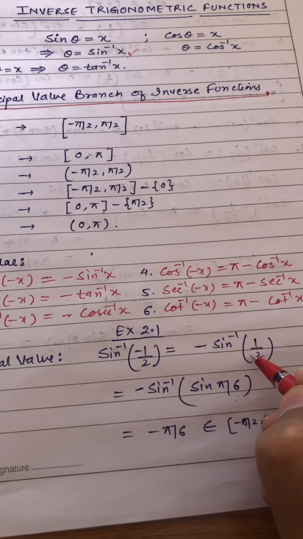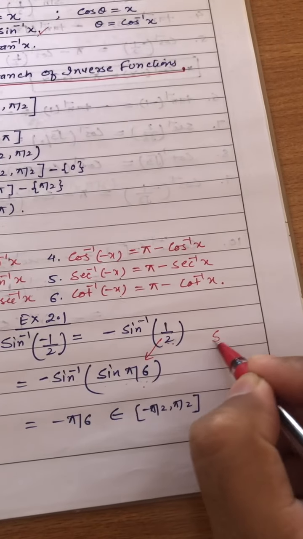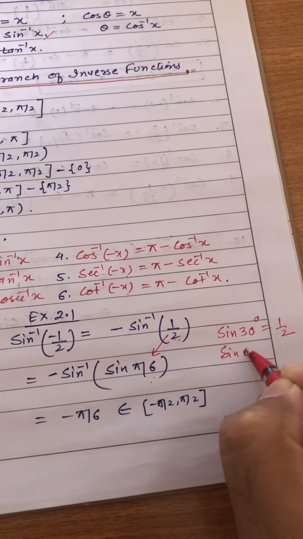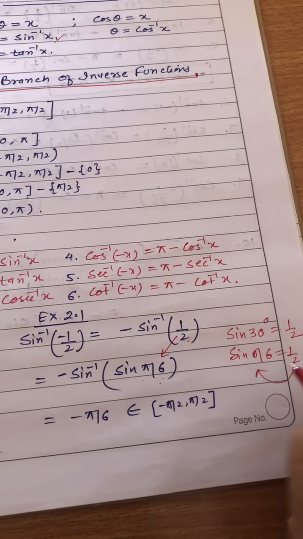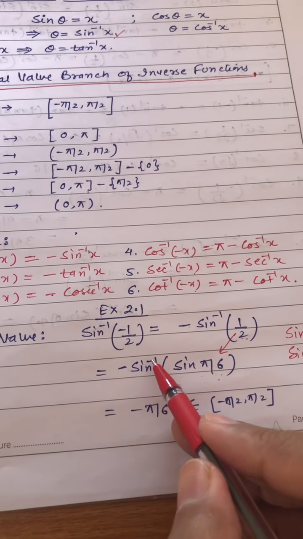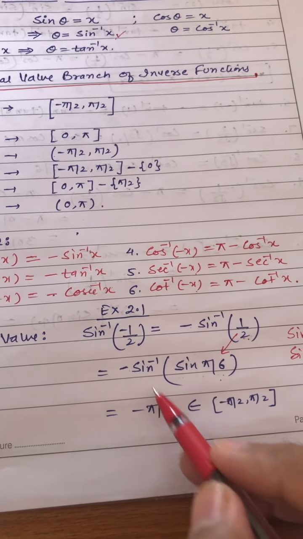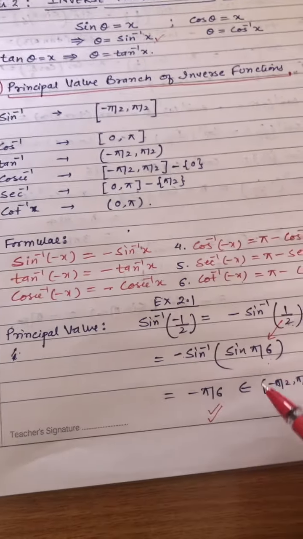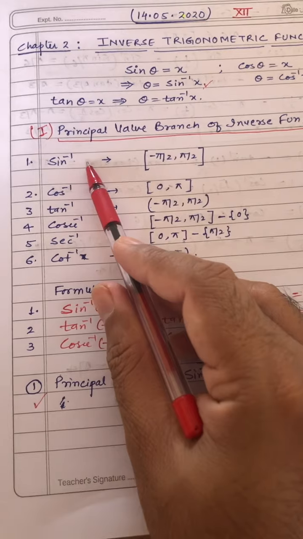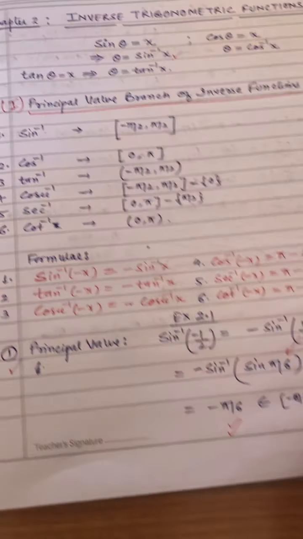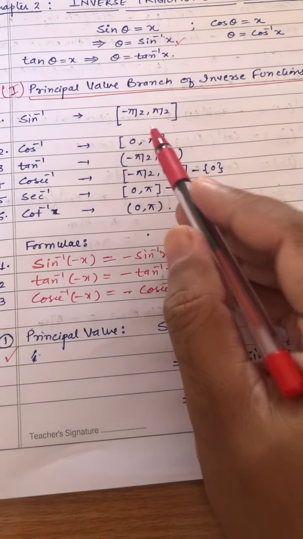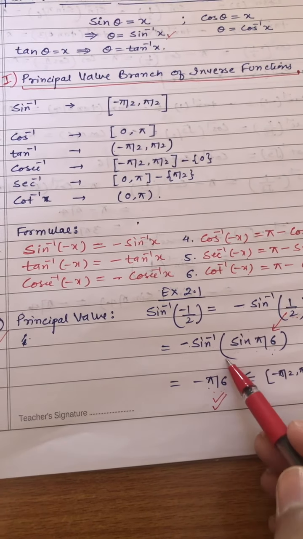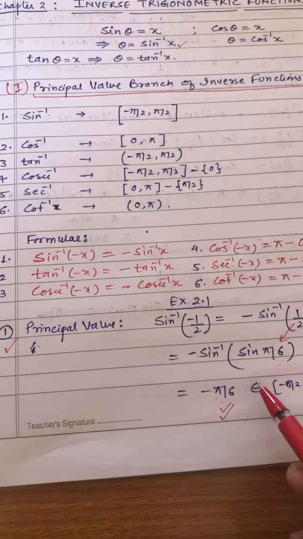In place of half, I have taken sine pi by 6, because you know that sine 30 degrees is 1 by 2, and 30 degrees means pi by 6. Now sine and sine inverse will cancel out. This is the power inverse, this is a simple function, so they will cancel out. Minus pi by 6 is the required answer. Whatever answer comes, it should lie within its principal value branch. The principal value branch of sine inverse is minus 90 to plus 90, so minus 30 degrees lies between minus 90 and plus 90. So the answer is minus pi by 6.